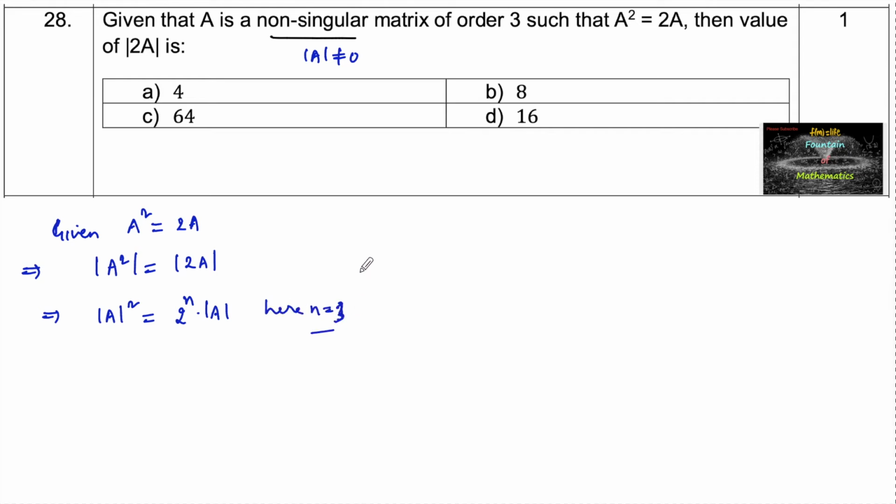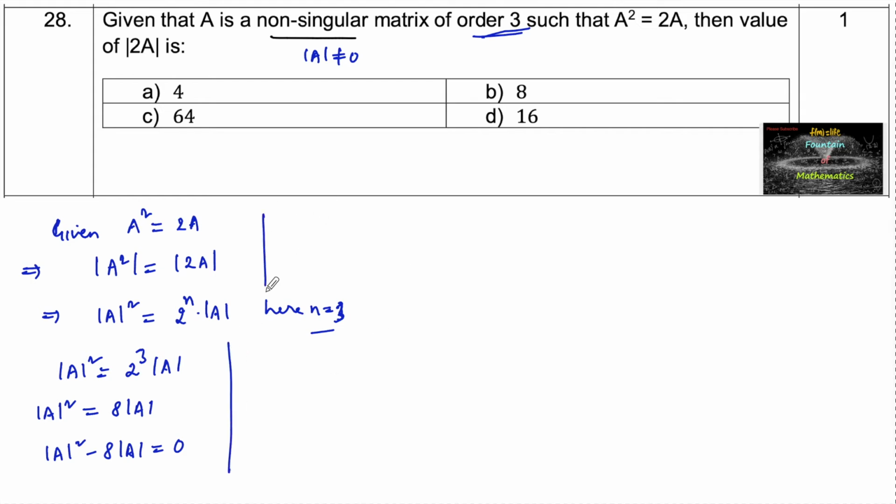Since the determinant of the matrix is order 3, we can write det of A square is equal to 2 power 3 into det A, that is det A whole square is equal to 8 times det A, or we can write det A whole square minus 8 times det A is equal to 0. On factorization we can take out det A common: det A minus 8 is equal to 0. So either det A is equal to 0 or determinant of A is equal to 8.